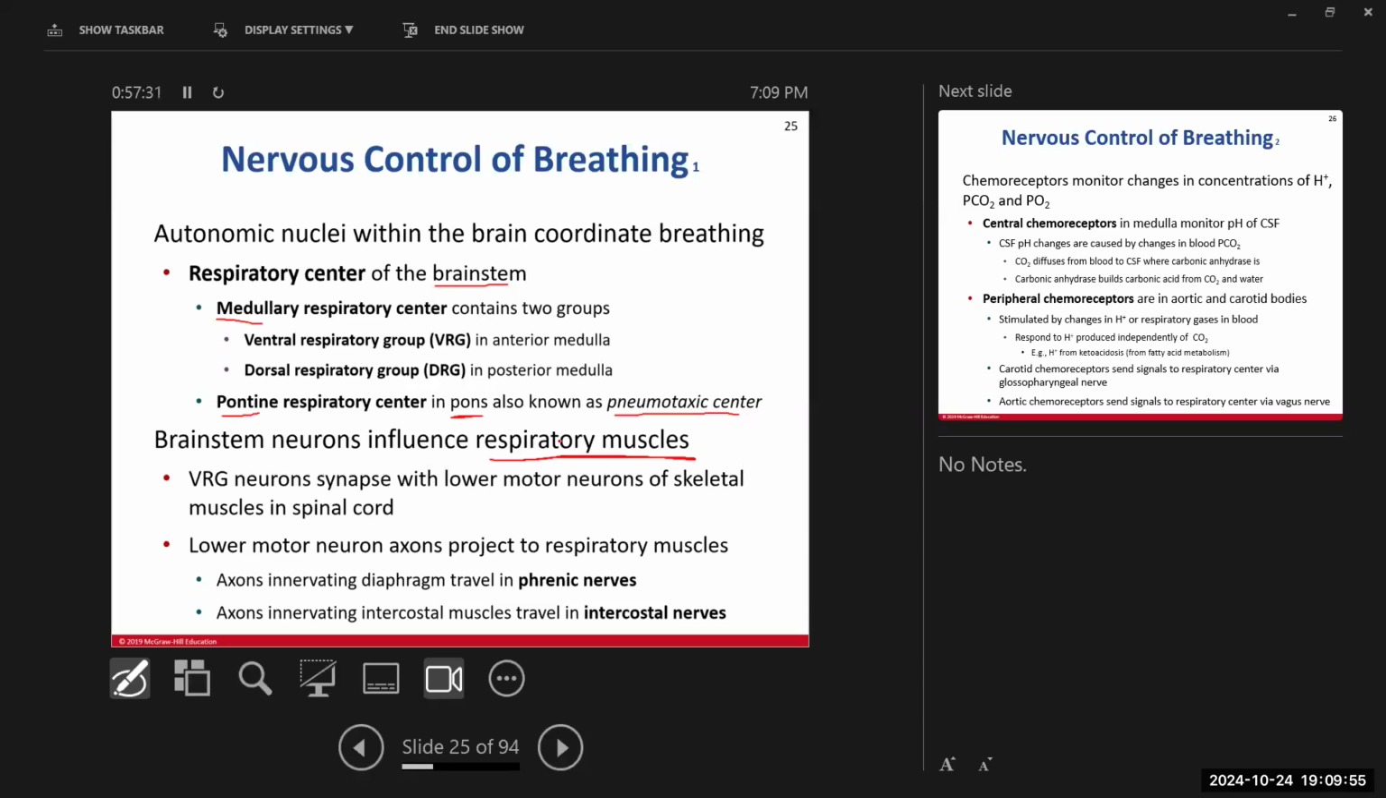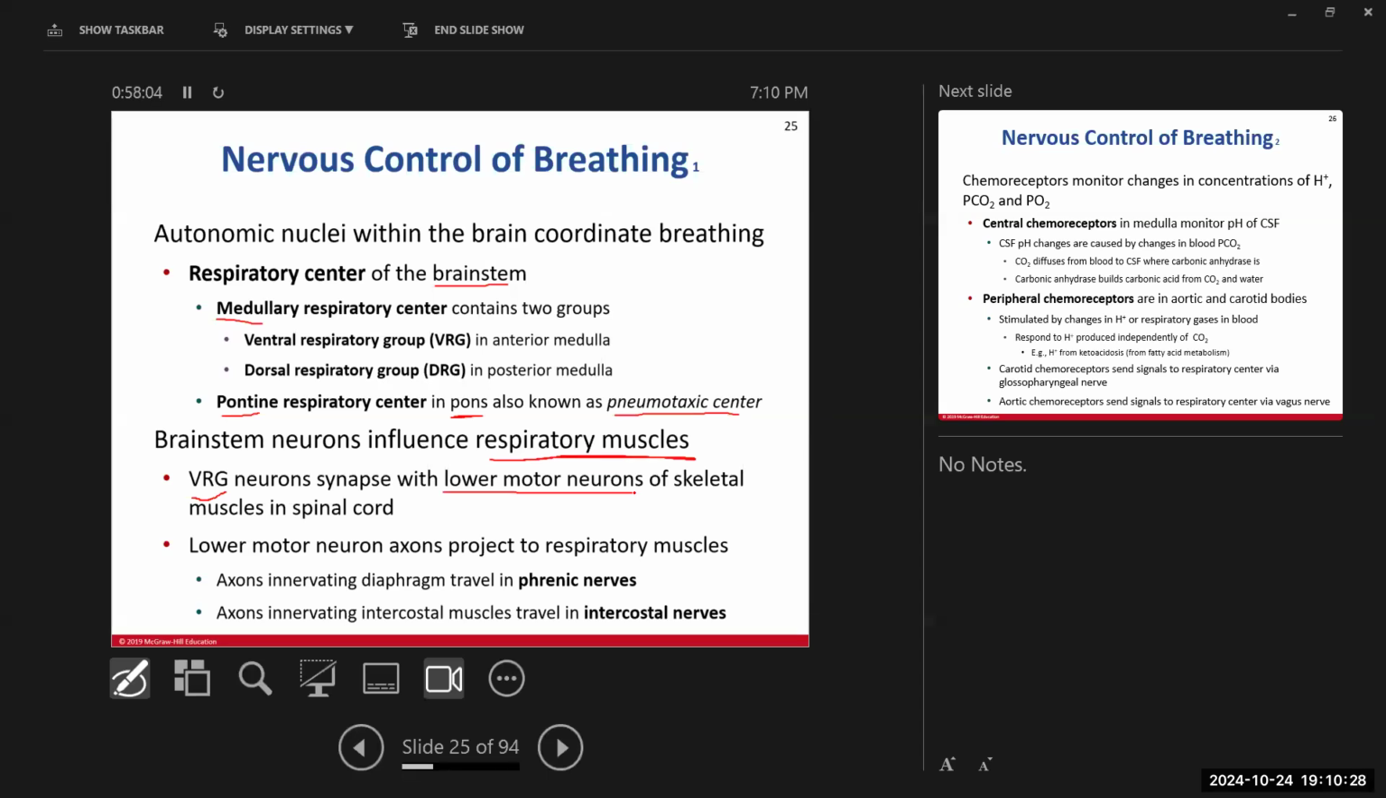So we learned back in 210 that you have an upper motor neuron and a lower motor neuron. Lower motor neurons are the neurons that exit from the spinal cord, usually out of the anterior horn, out to the skeletal muscle. So what we're going to see here is the neurons for the medullary respiratory center, specifically the ventral respiratory group, directly synapse onto the lower motor neurons of your skeletal muscle. They kind of hijack it, so to speak, right?